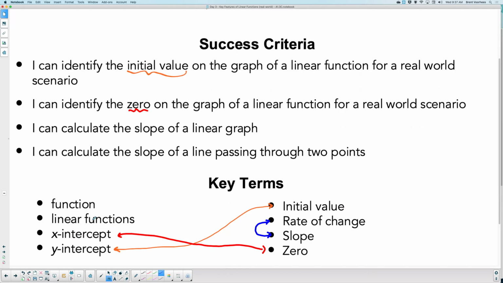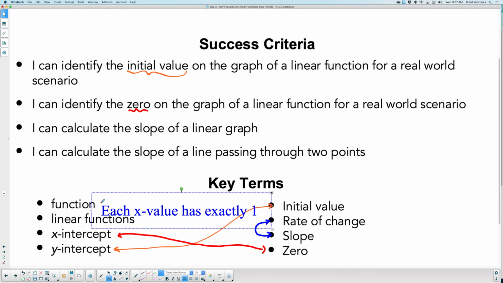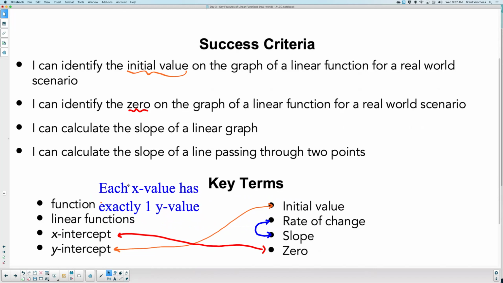We'll be doing all this in linear functions. So a function was that each x has exactly one y. That was our definition for a function. Each x has exactly one y. I can probably just type that quicker than I could write it. Each x value has exactly one y value. That was our definition that we were working with last time for function. Okay, so I'll put that right there.